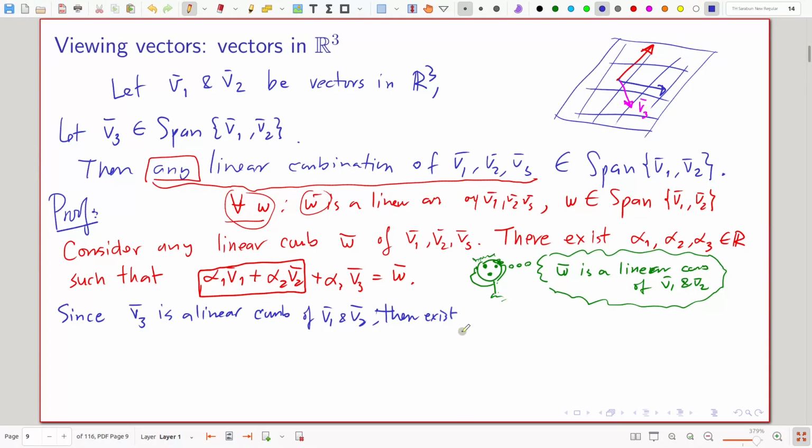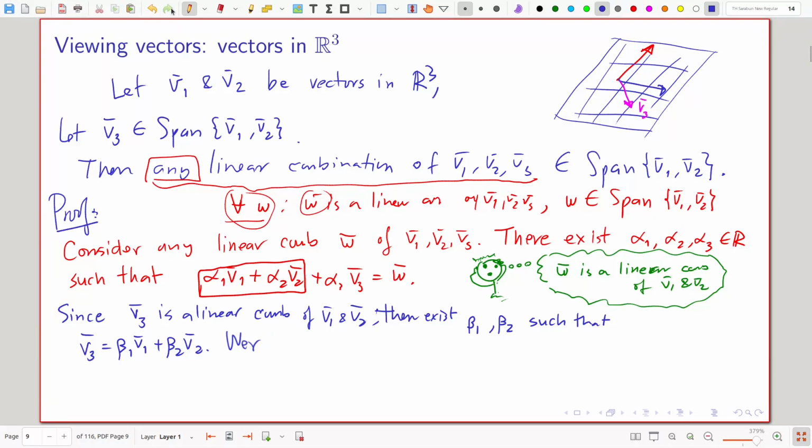I have alpha already, right? So let me use beta 1 and beta 2, such that V3 equals beta 1 V1 plus beta 2 V2. Okay, so I'm using the fact that V3 is in the span of V1 and V2, right? So it's in the span, so it's a linear combination. Because it's a linear combination, there are some scaling factors, beta 1 and beta 2, that you can scale V1 and V2 and add them up and get V3. Right? Okay, so using these two facts, we can rewrite.